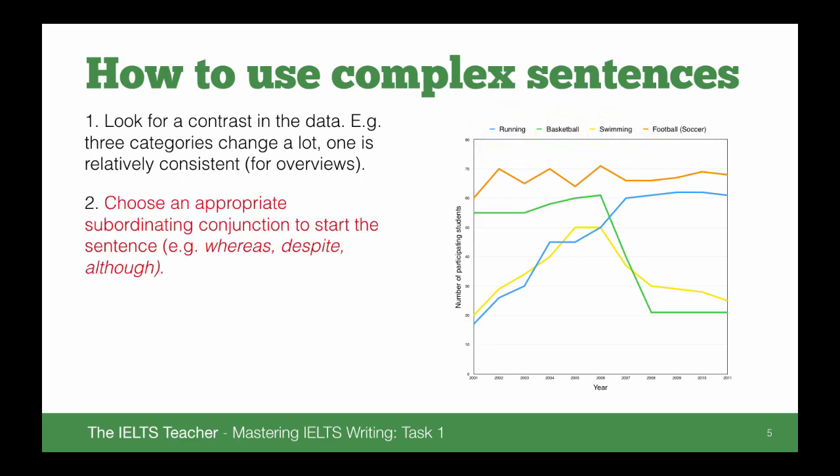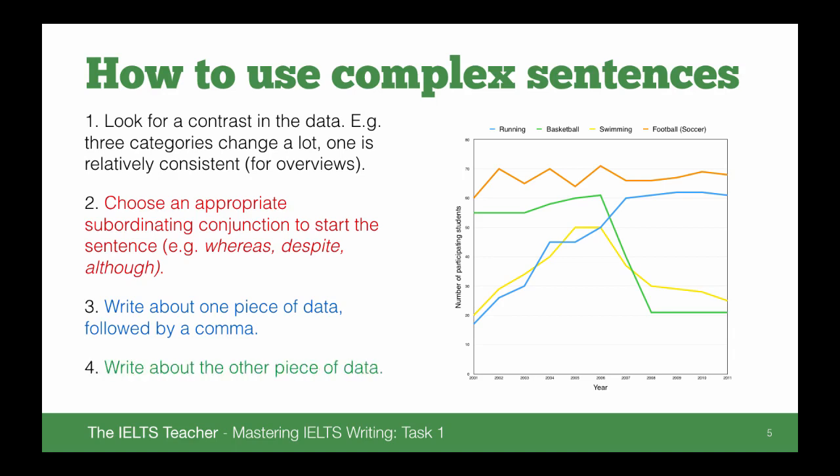So then we'll choose an appropriate subordinating conjunction to start the sentence, for example, whereas, or despite, or while, or although. And then we'll write about one piece of data, followed by a comma, and then we'll write about the other piece of data.